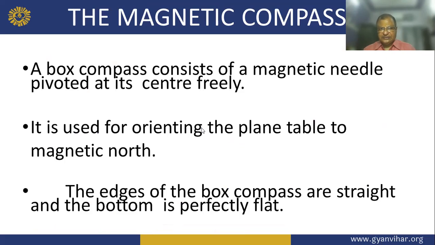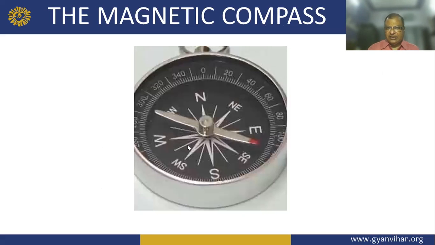The magnetic compass. A box compass consists of a magnetic needle pivoted freely in the center, and it is used for orienting the plane table to magnetic north. The edges of the box are straight and the bottom is perfectly flat. This is the magnetic compass.